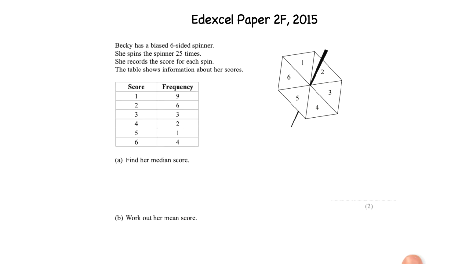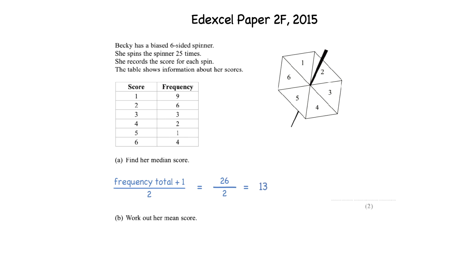Here's a question from the foundation paper. Again, pause the video here and see if you can answer the questions. For the median, we would do the frequency total, add 1, and then divide that by 2. So the frequency total is 25, add 1 to make it 26. Divide that by 2 and you get 13.